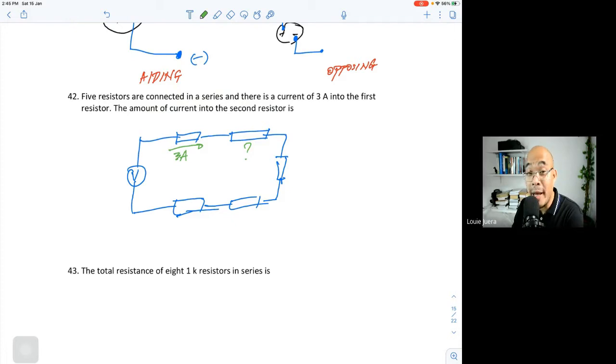So again, let's go back to the basic principles of current in series circuits. In a series circuit, the currents are the same. I source is equal to I1 is equal to I2 is equal to I3 is equal to I4 is equal to I5. So, in this particular case, the answer will still be 3 amperes. Take note of that.